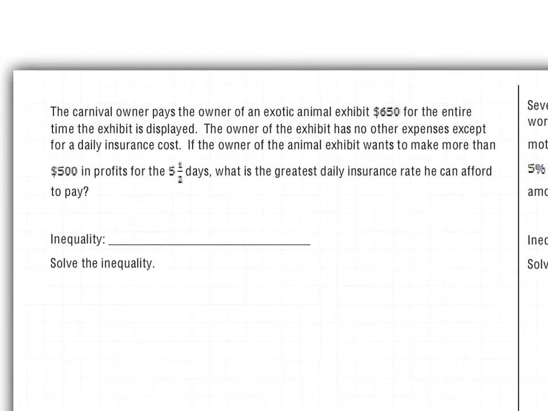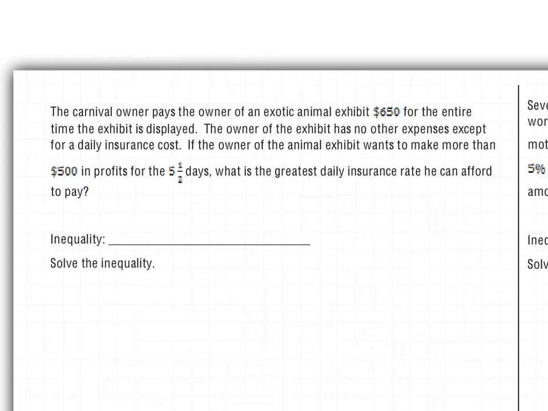All right, we're back to the carnival. The owner pays an exotic animal exhibit $650 for the entire time that the exhibit is displayed. The owner of the exhibit has no other expenses except for the daily insurance cost. If the owner of the animal exhibit wants to make more than $500 in profit for the 5.5 days, what is the greatest daily insurance rate he can have?